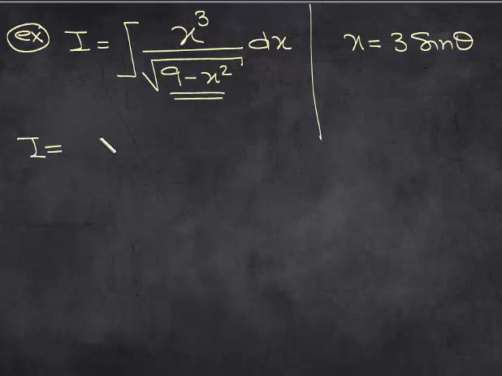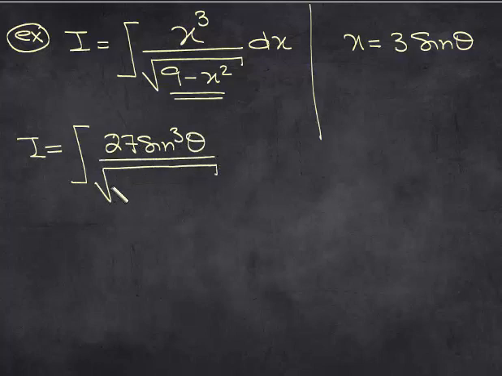So for x cubed, we get 27 sine cubed theta, divided by the square root of 9 minus 9 sine squared theta. So that's good so far, but then I'll end up with dx. But can I have dx here? Remember, substitution means everything, all the x's should change, right? So what should I have instead of dx here? D theta. So I need to switch that too.